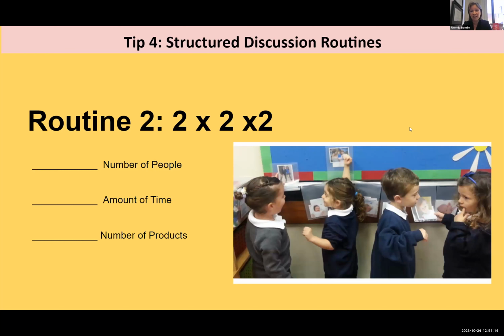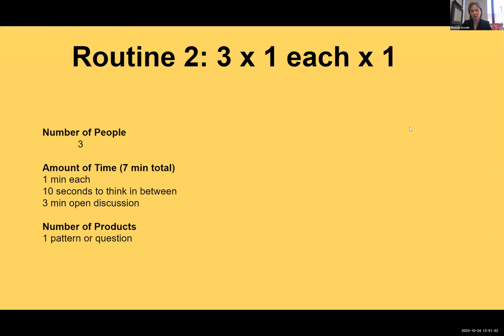One is 2 by 2 by 2, 2 people, 2 minutes, and 2 products. Or it could be 4 by 1 by 3, whatever numbers you want. It's just the number of people, how much time you're giving them for the conversation, and the products of that conversation, whether it be questions, vocabulary words, facts, connections to what we're doing in class, whatever kind of thinking product you might want.